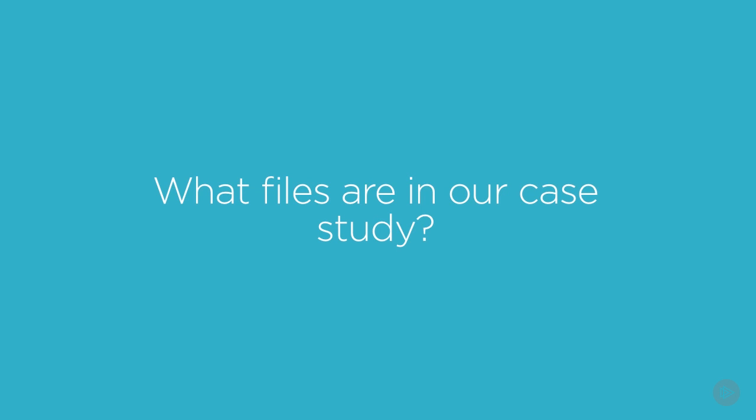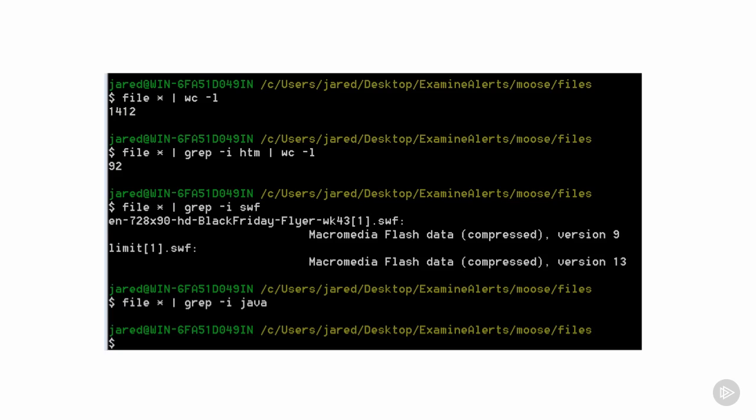So what files are in the case study that we're going to take a look at? Well, there's 1,412 files, and that's kind of a lot for a typical Lava event. May not usually have quite that many. There's 92 HTML or JavaScript files, and that's a lot too, especially if they're big or obfuscated or whatever. There's only 2 Swift files, and there's no jar files, so that's good news.